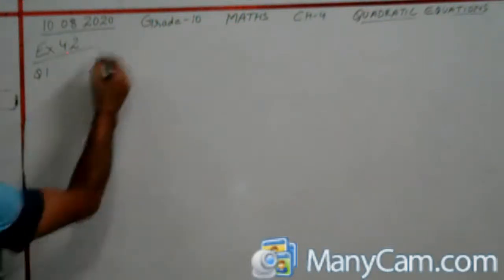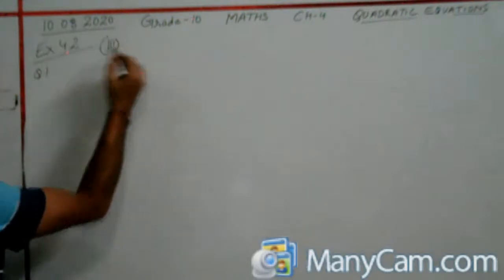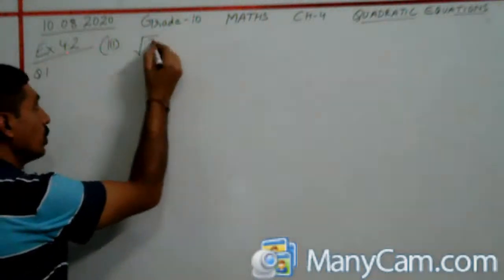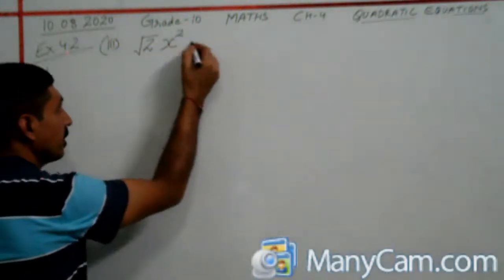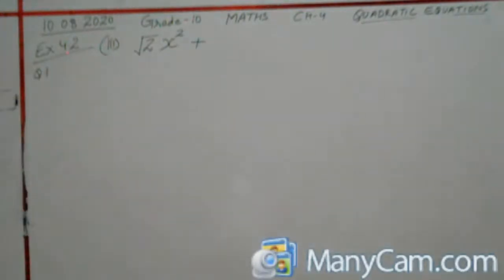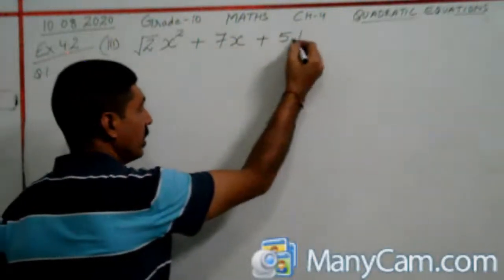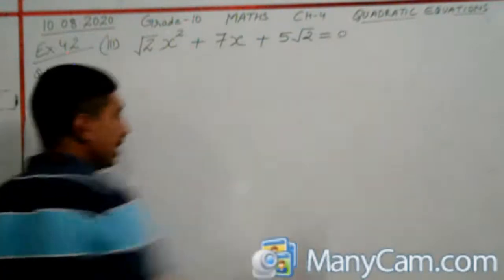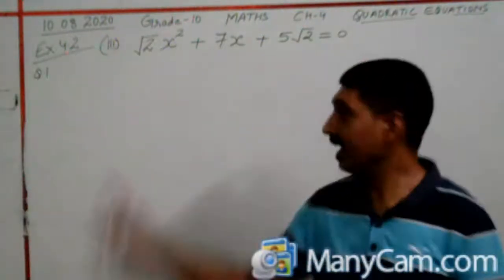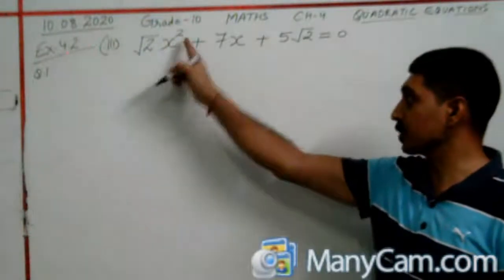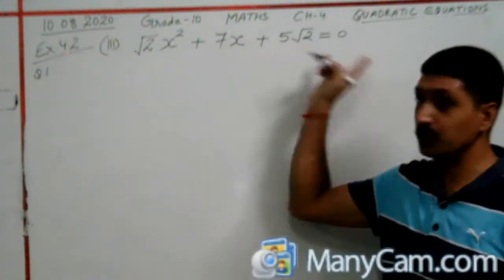Let's take the third and fourth parts. The third part is root 2 x square plus 7x plus 5 root 2 is equal to 0. So here, the quadratic equation is root 2 x square plus 7x plus 5 root 2 equals 0.